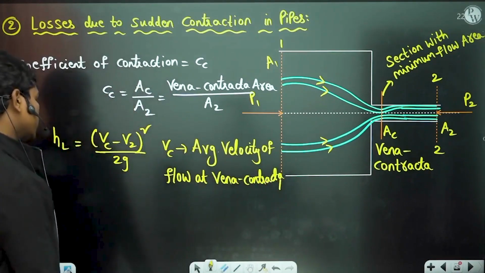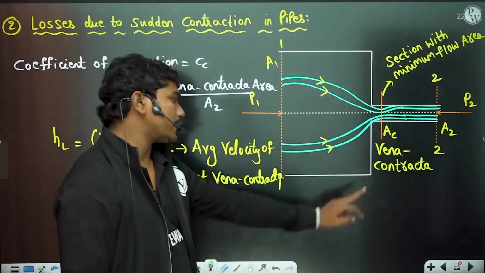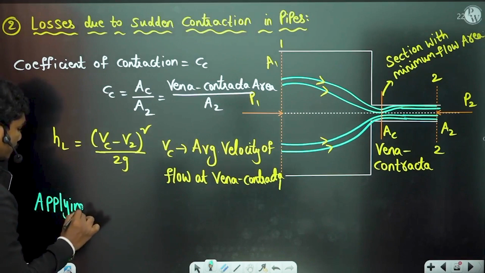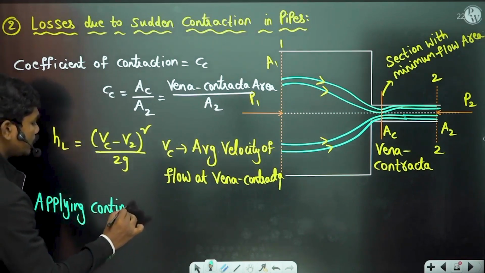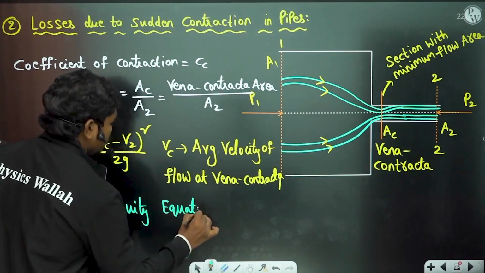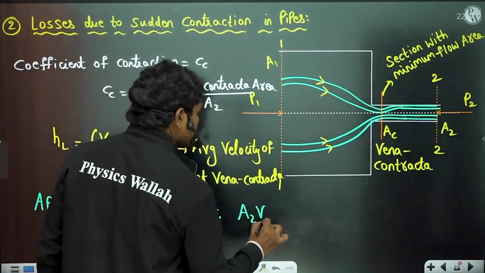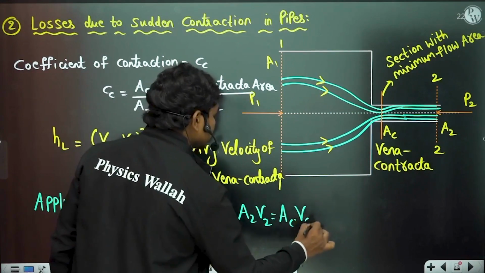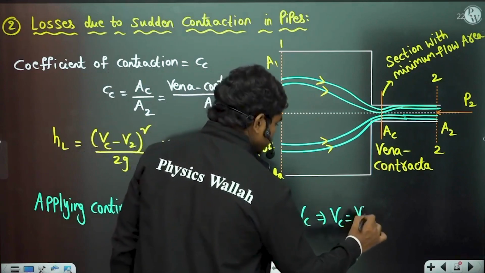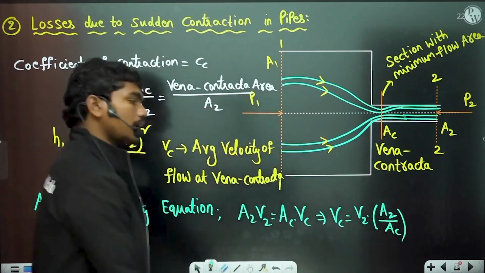Now this Vc can be written using the continuity equation. Applying the continuity equation, we get A2 V2 is equal to Ac into Vc. So what can be written for Vc? Vc can be written as V2 times A2 by Ac.